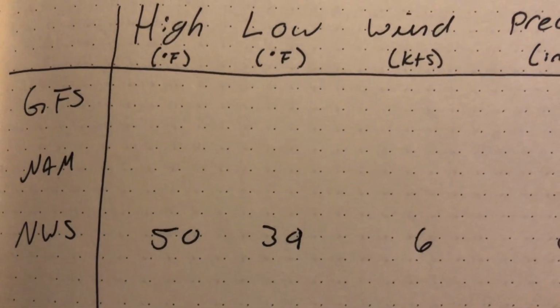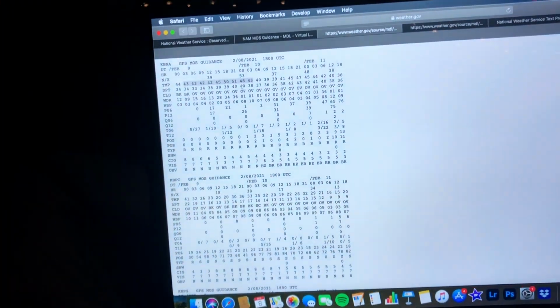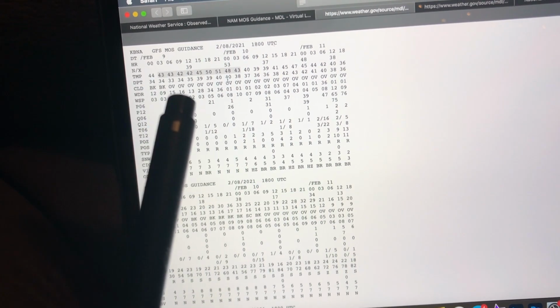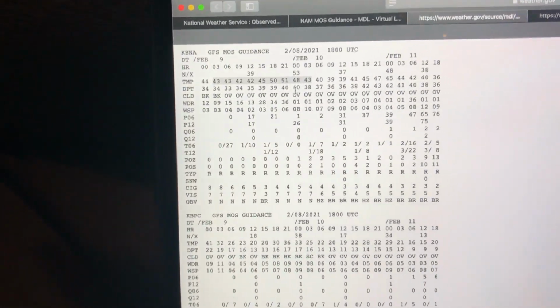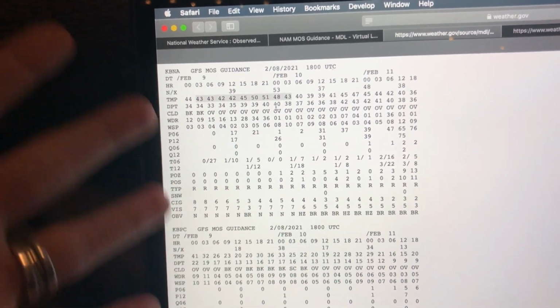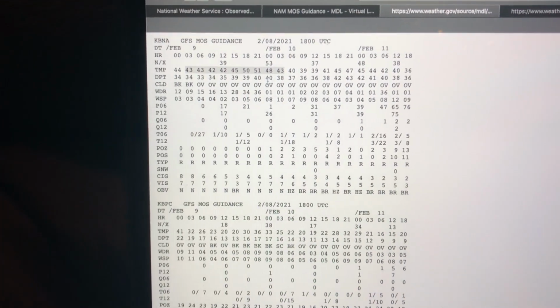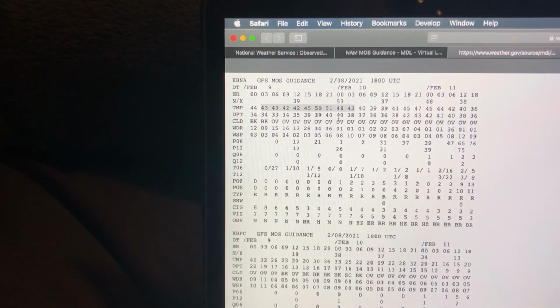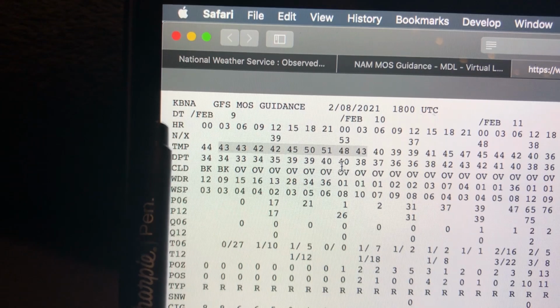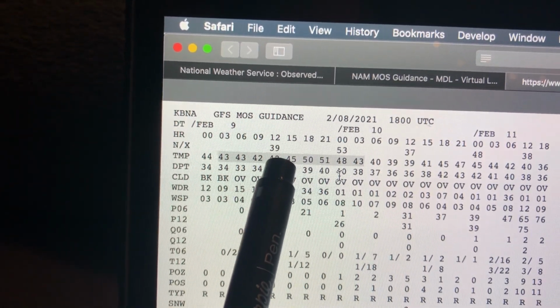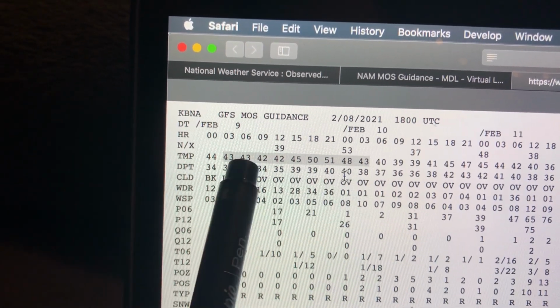So I am going to look at the GFS, which I've already got pulled up. This is what we call a GFS MOS, or Model Output Statistics. This is basically all of the model forecast numbers for a certain time frame. But something that the MOS does for us is, you see this little N and X, that stands for minimum and maximum, and it's already got written down what it says the min and max are going to be.